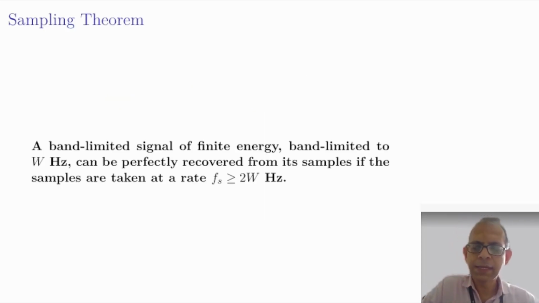We've already seen that a band limited signal can be perfectly recovered from its samples if the samples are taken at a rate greater than twice the maximum frequency of the signal. So as per the sampling theorem, we need not transmit the continuous time signal all the time. Rather, we can just transmit its samples, which are separated in time by the sampling interval.